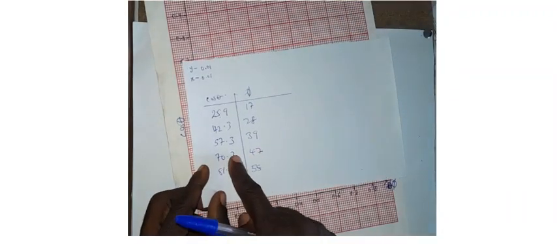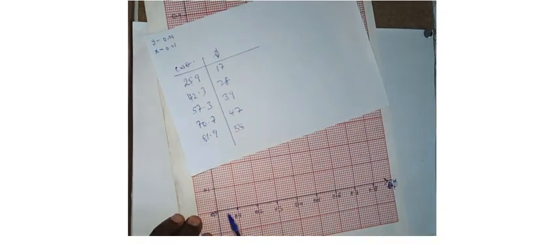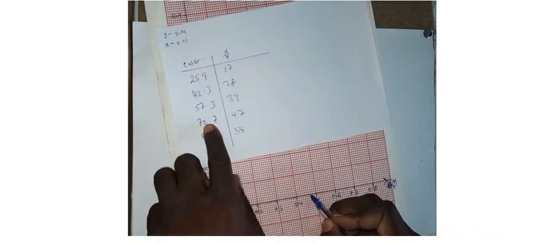47 for 70 point what? 7. So we go to 47. This is 10, 20, 30, 40. Okay? 41, 42, 43, 44, 45, 46, 47. So we are going to 70.1.